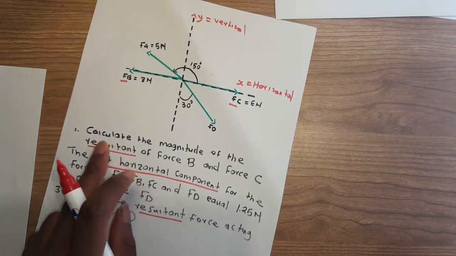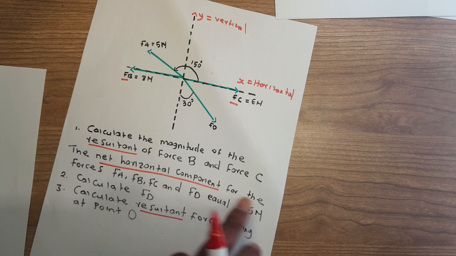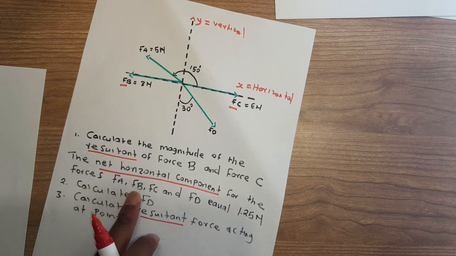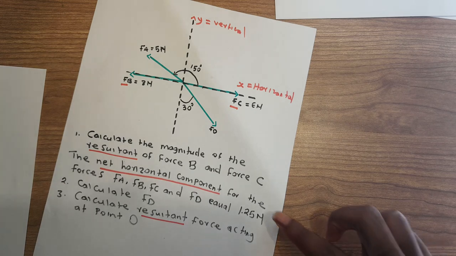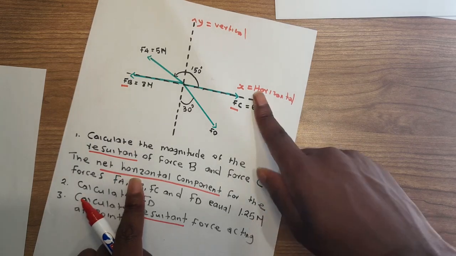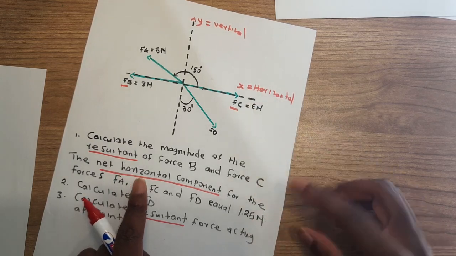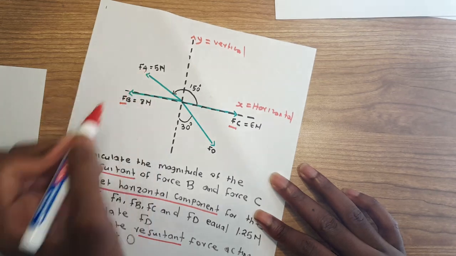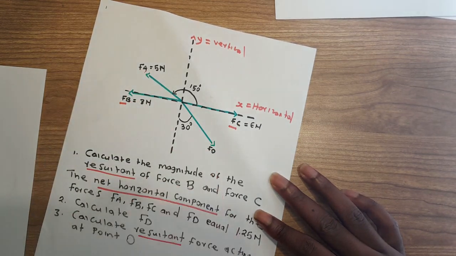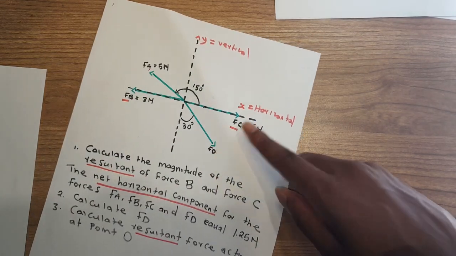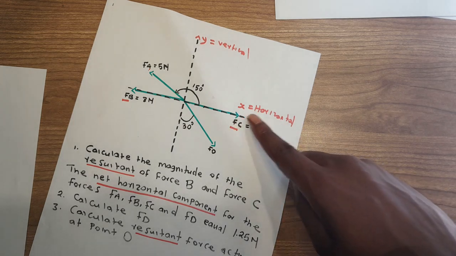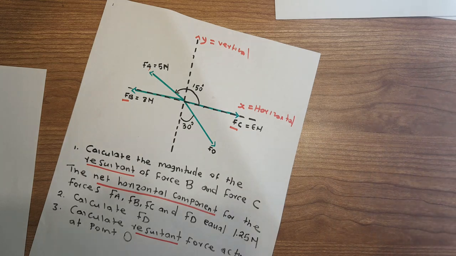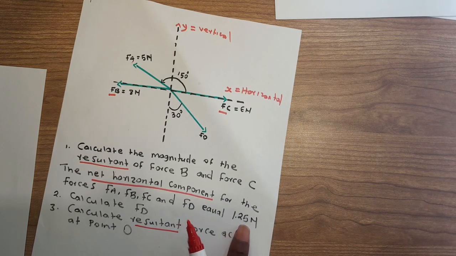So they're telling us the net horizontal component for the forces FA, FB, FC, and FD equals 1.25. So what are they saying? They are saying that because they say horizontal, and this is horizontal, when we add the horizontal components of the forces FA, FB, FC, and FD all together, it gives us a value of 1.25 newtons.